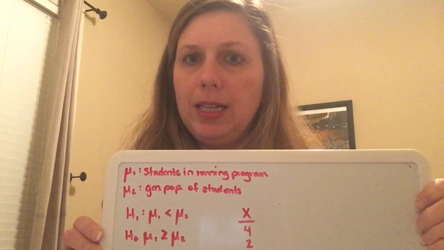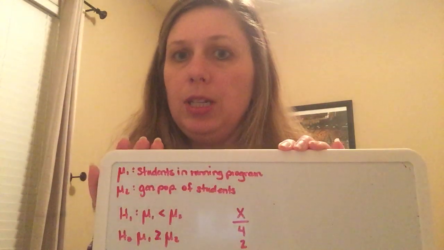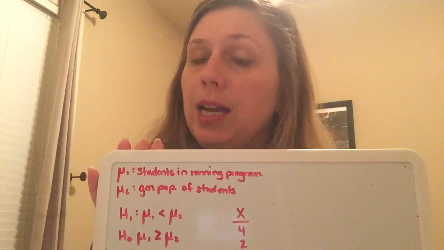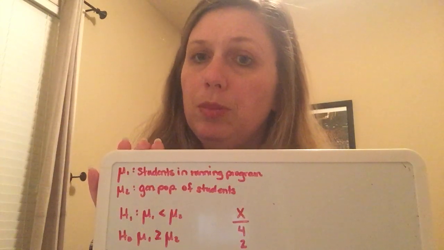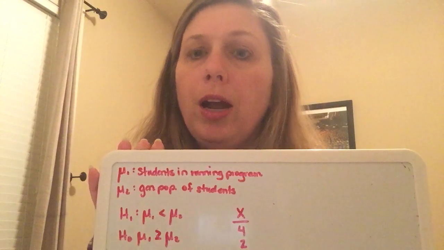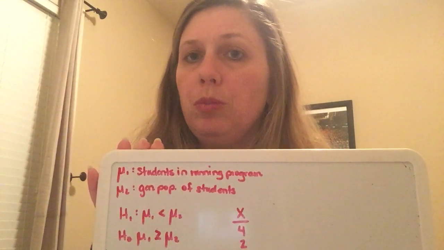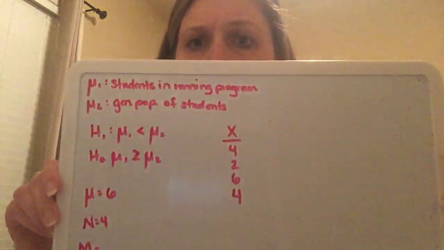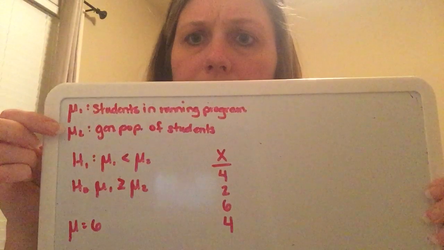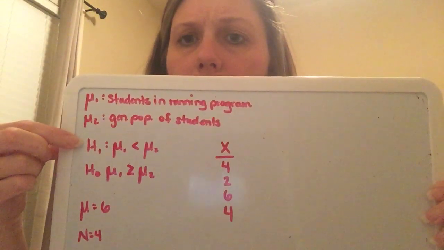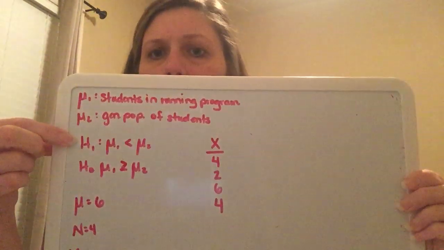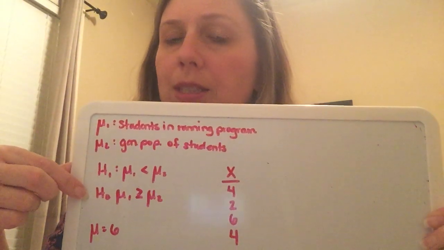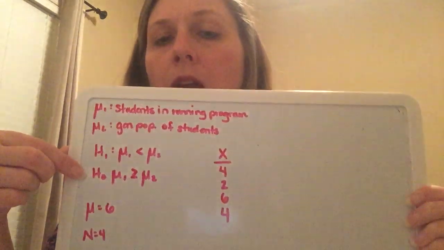We are doing a study where we are going to put some students in a running program, and then we're basically going to compare their anxiety scores to students in general. So our hypothesis is that students in the running program are going to be less anxious than students in general. You can see that reflected here. I have my two populations. I have my research hypothesis saying that people in the running program will be less anxious than people in general, and my null hypothesis basically saying the opposite.